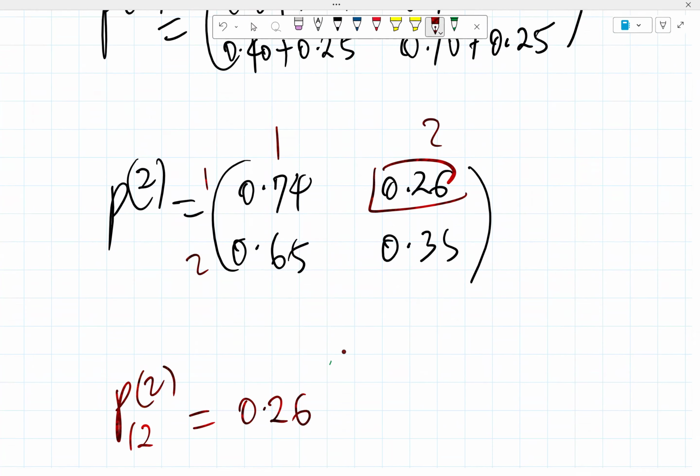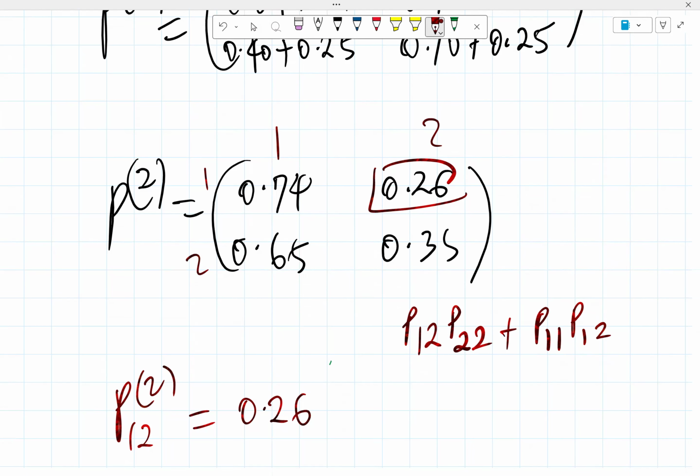The harder way would have been to find P12 multiplied by P22, plus P11 multiplied by P12. Because here what I'm trying to do is 2 cancels 2, 1 cancels 1. So you still have your P12 in two steps.